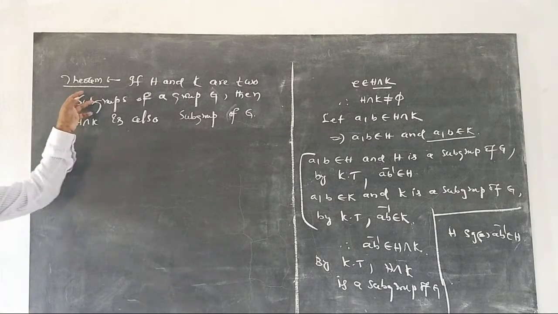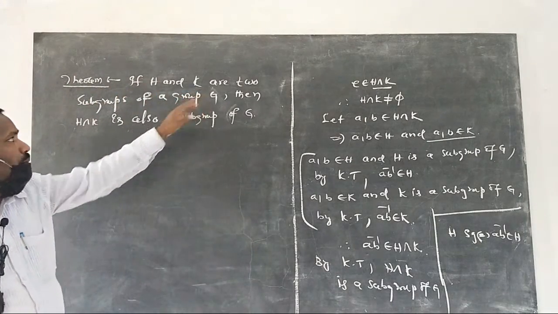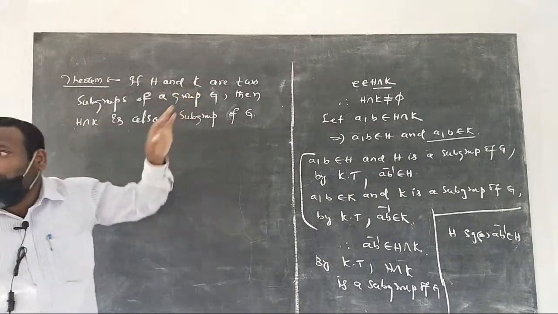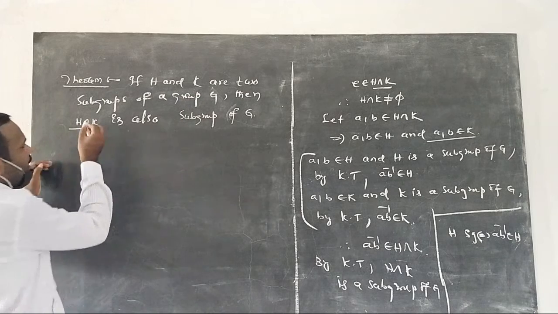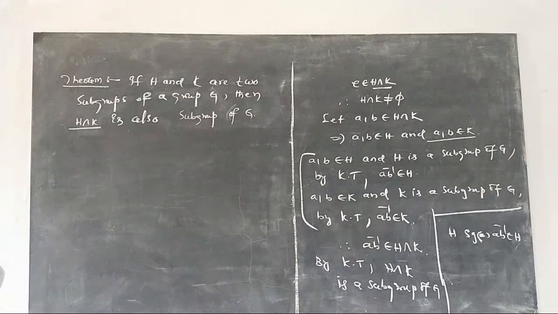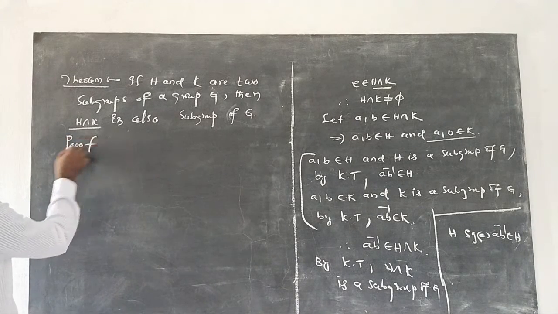This is a very important theorem. If H and K are two subgroups of a group G, then H intersection K is also a subgroup. That is the theorem. So it's a very easy theorem. Let us prove this one. Write the proof.